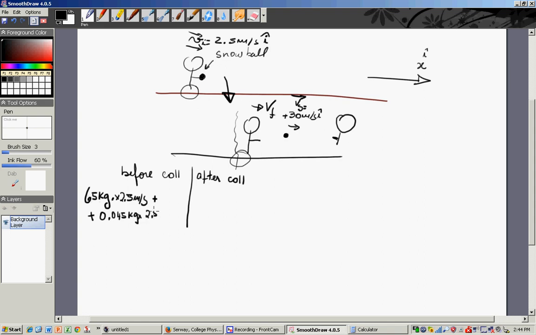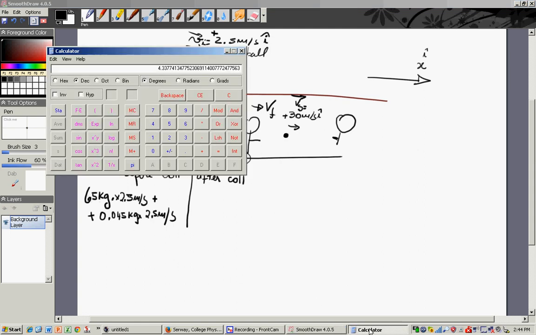And see, I'm putting a positive sign in the velocity because they all go to the right. Okay, so I'm translating, I'm repeating the sign in both equations. This is before. Now I have all the quantities, so I could calculate that, right? And I'm gonna do that right away. So 65 times 2.5 plus 0.045 times 2.5.